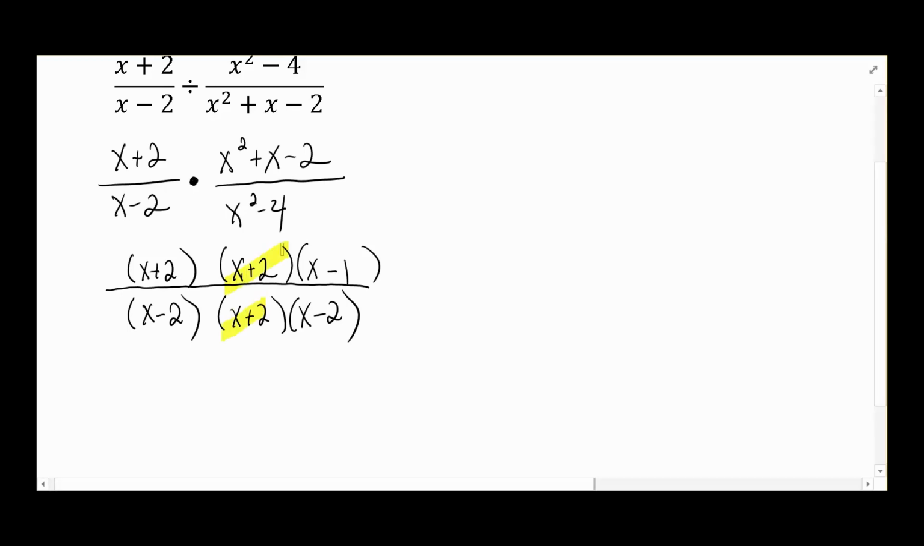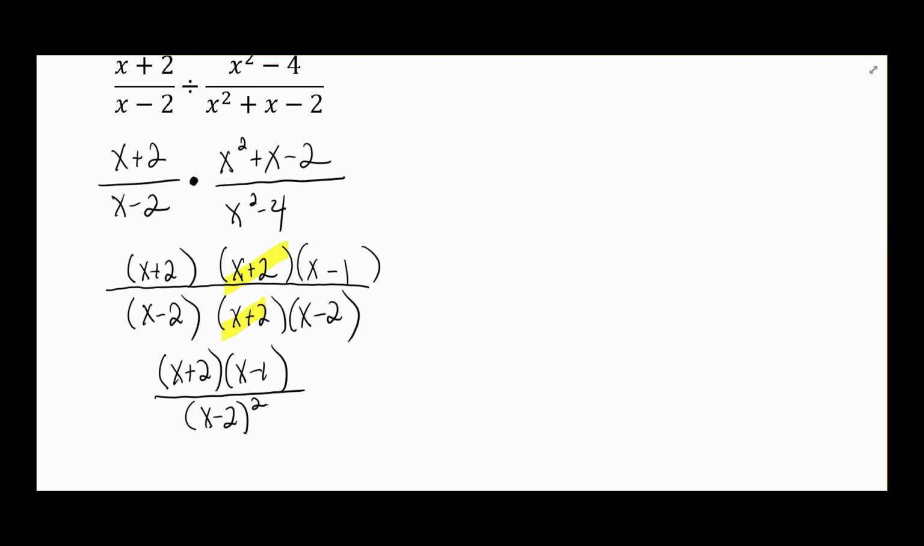And once we have that, now we can do the whole matching thing. We've got an x plus 2 in the top and the bottom, so those divide out. We don't have an x minus 2 in the top and the bottom. And so that's as good as we can get. So up top, we've got an x plus 2 and an x minus 1. And in the bottom, we've got a couple x minus 2's. So we can either write it as x minus 2 times x minus 2, or we can write it as x minus 2 squared.